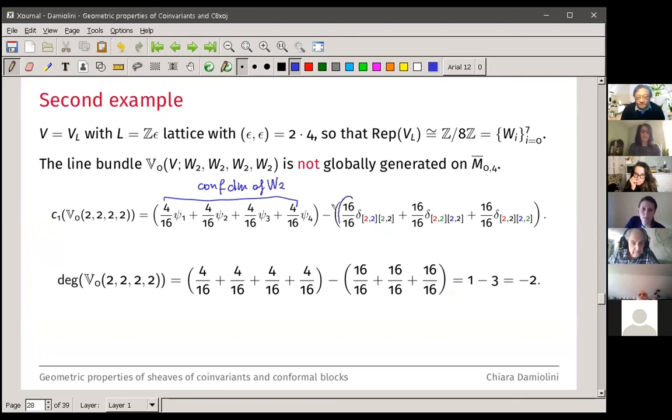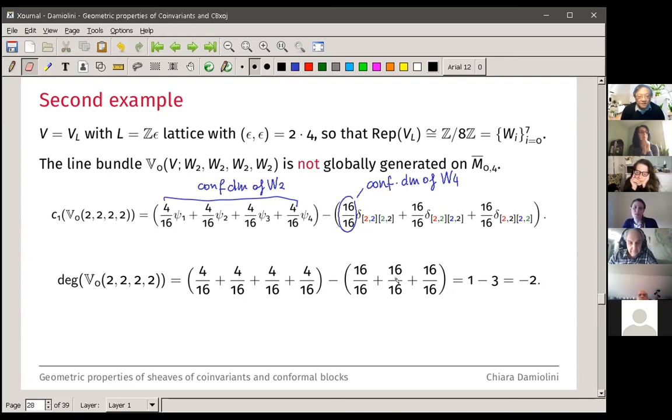And this 16/16 is the conformal dimension of W4. And where W4 exists, well, from the diffusion rules, if I have two points where the representation is of dimension 2 and 2, on the third point I need to put representation 4, otherwise I will have a 0. I will not have anything of rank. I will have rank 0.